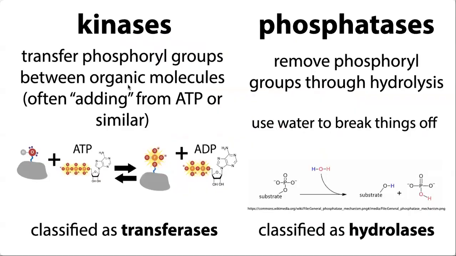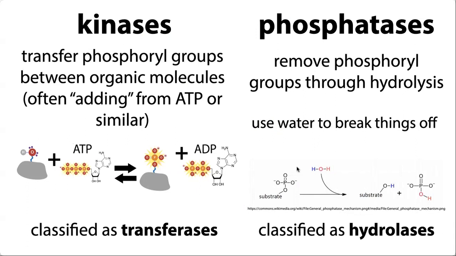To review, a kinase is going to transfer phosphoryl groups between organic molecules. So this is often going to be from, say, ATP onto a protein or onto a small molecule. The key is that you're transferring these groups to and from organic molecules. With the phosphatase, you're going to be removing phosphoryl groups through hydrolysis. So here you're using water to break the bond.